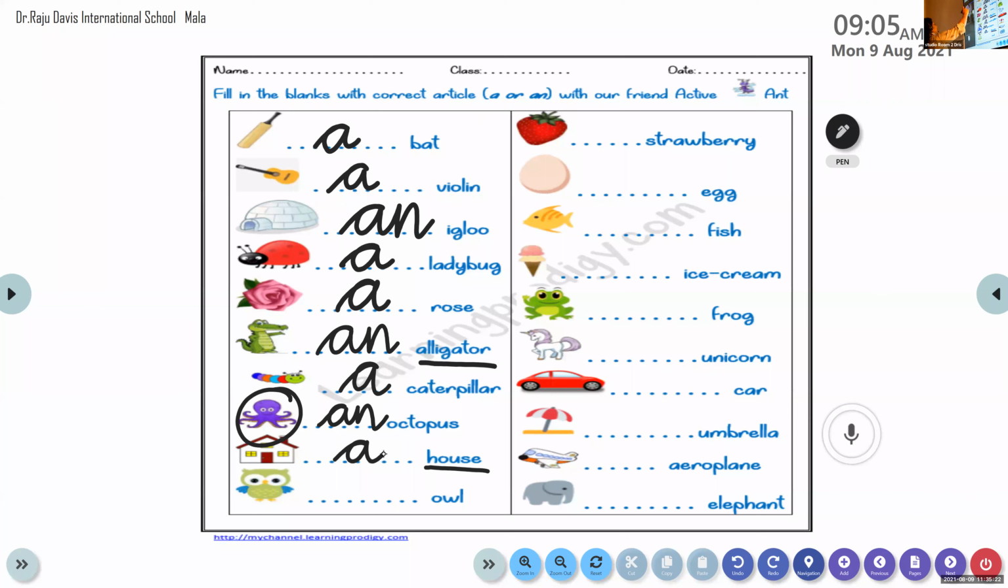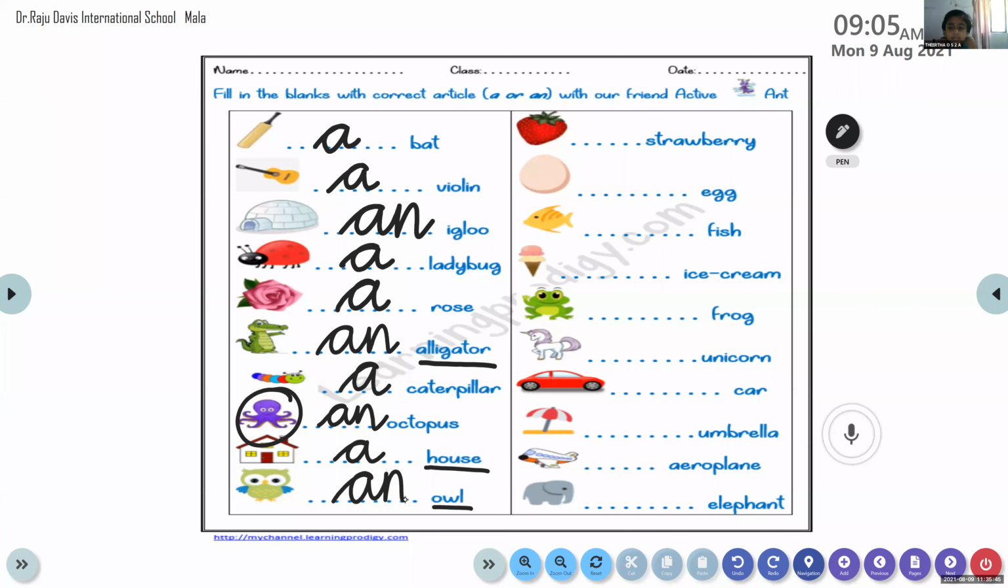Tirtha? Yes, come on, do the next word. Owl. Okay, so it begins with an. It begins with a vowel letter O, so we have to write the article an before the word. Very good, very good. All are doing well.